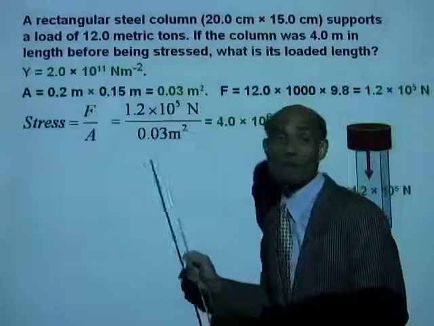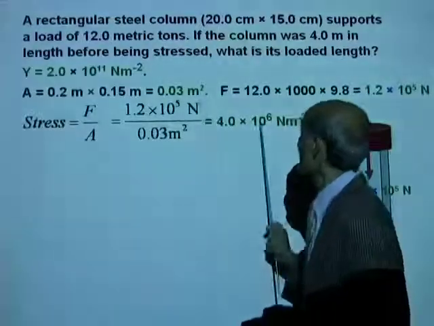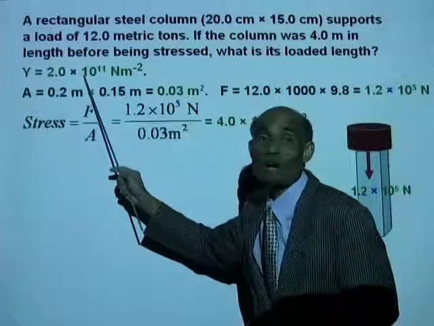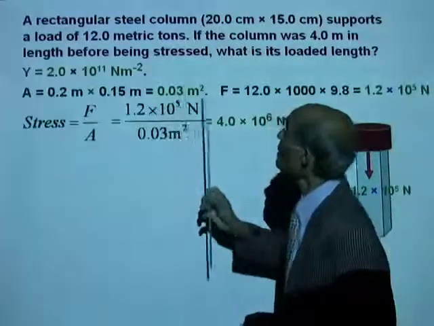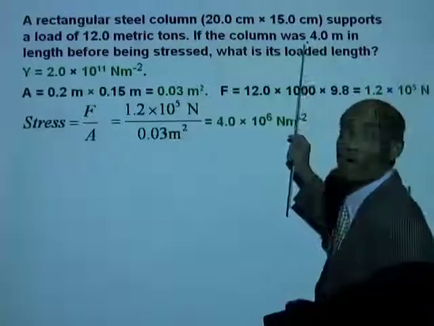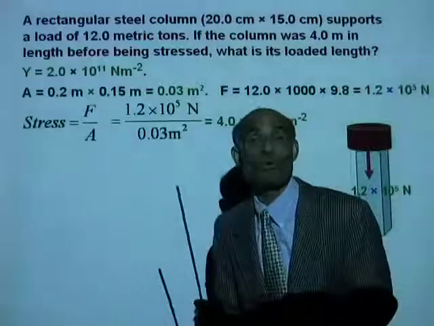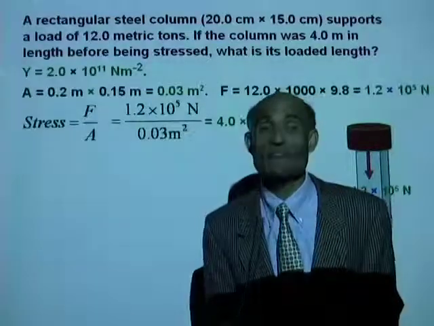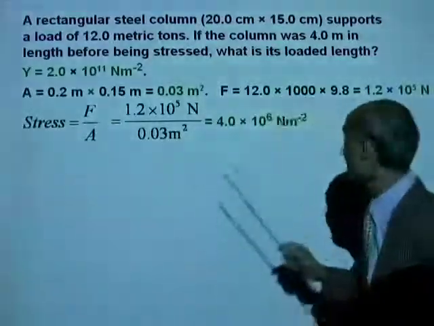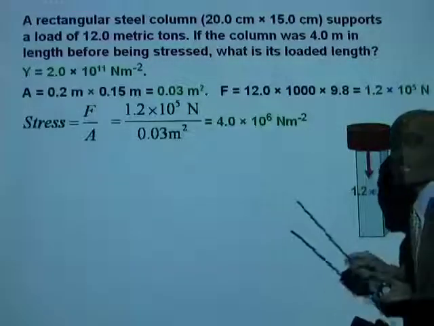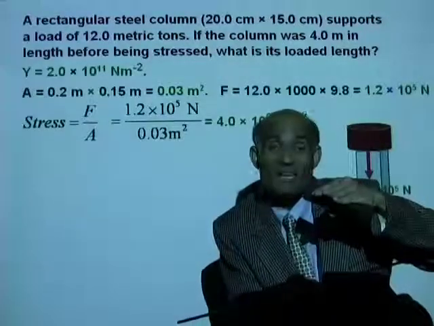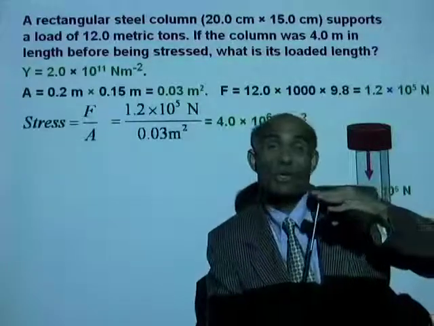Well, in this problem we have now obtained the value of stress. We know the Young's modulus, and we know the original length of the column. The original length is 4 meter. What are you supposed to find? We need to find the loaded length. In other words, when the load is sitting on it, its length is decreased slightly. You need to find that loaded length.